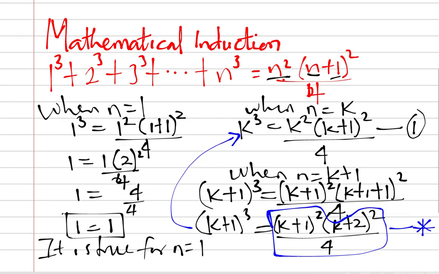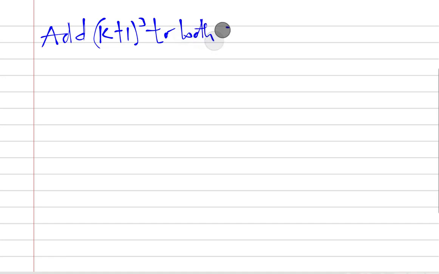All right, so now let us add it to both sides. So I will now add k plus 1 raised to power 3 to both sides in equation 1.